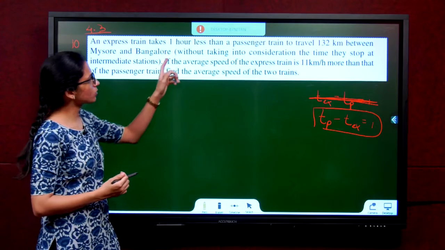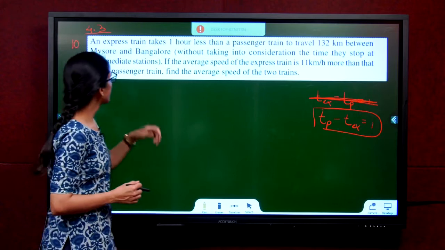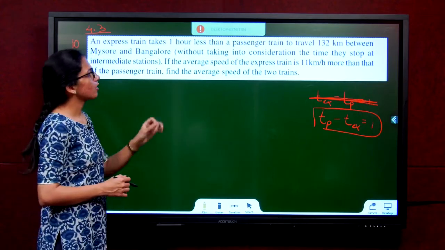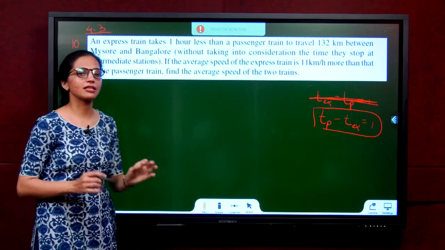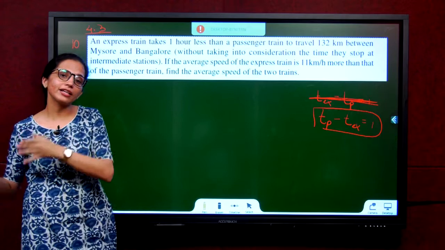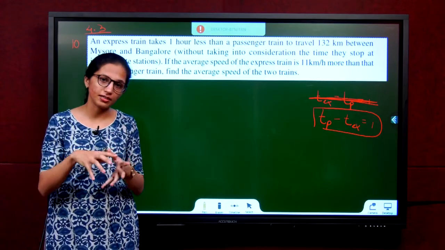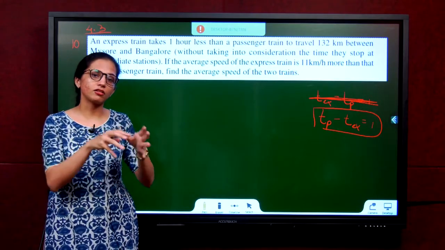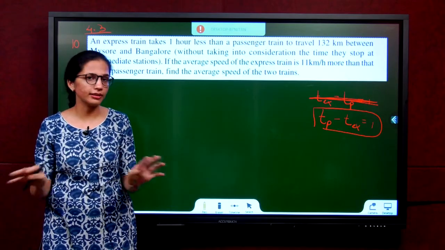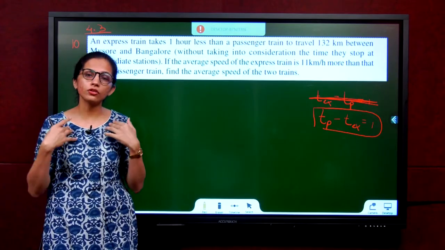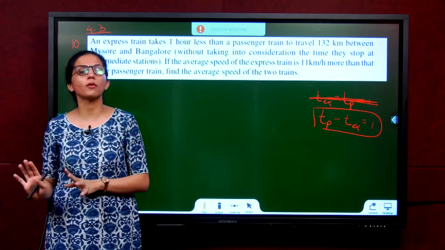An express train takes 1 hour less than a passenger train to travel 132 kilometers between Mysore and Bangalore without taking into consideration the time they stop at intermediate stations. That means the express train goes directly from Mysore to Bangalore. If you take the passenger train from Mysore, first it will go to Srirangapatna, stop over there. From Srirangapatna it will go to Mandya, stop over there. So there is delay. We are not taking into account the delay. We don't know for how long it's waiting. You assume that the train is traveling continuously. That means speed is uniform.